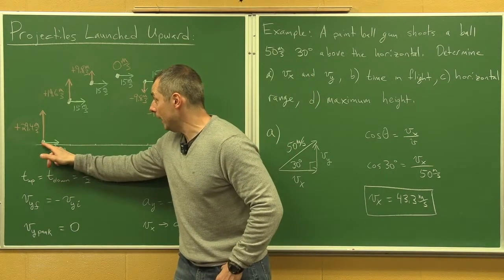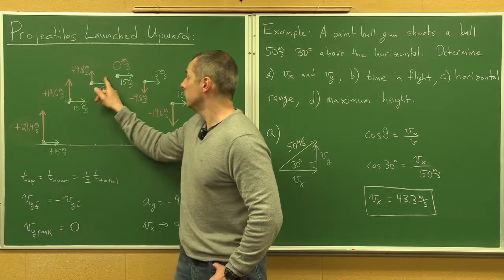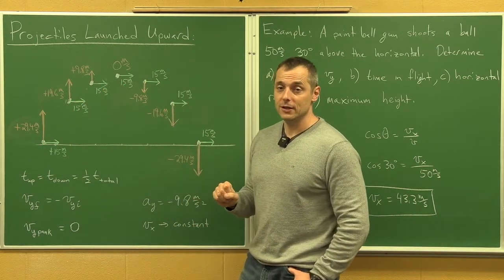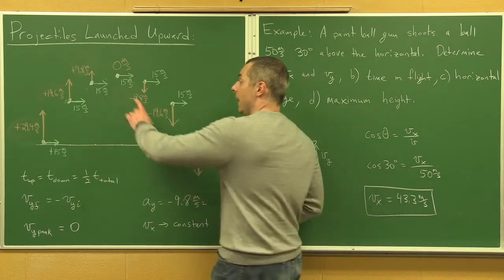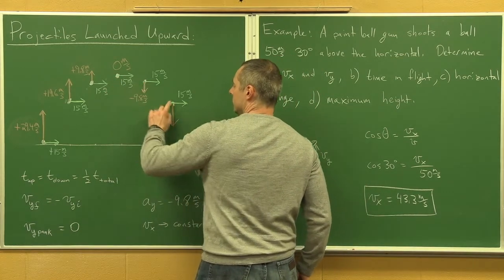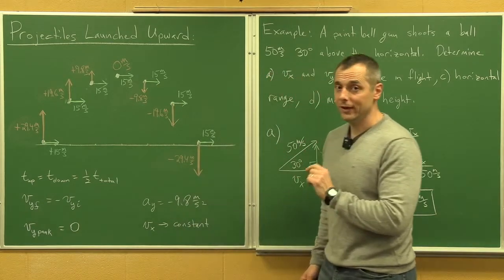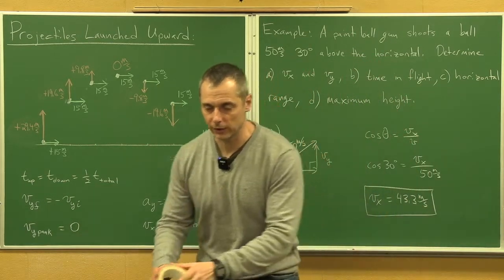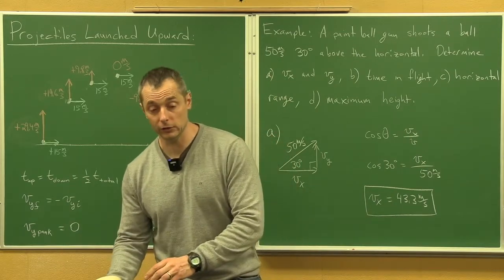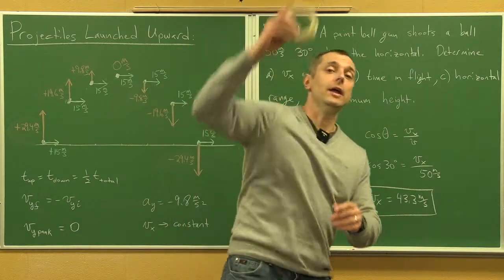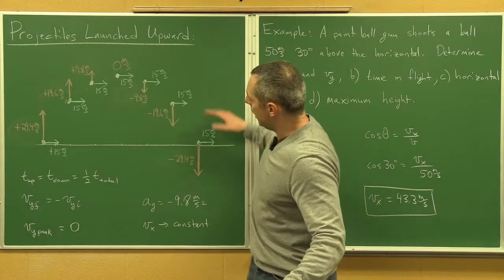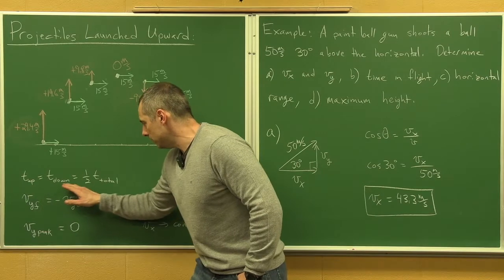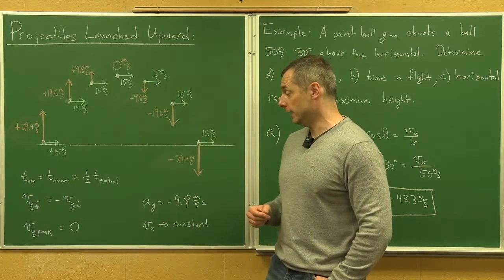Notice though, on the way up, it spent 1, 2, 3 seconds on the way up, half of 6. On the way down, it spent 1, 2, 3, also half of 6. So it doesn't matter how fast you launch this. If I launch this like this and it goes like that, or I launch it out of a cannon, it spends half the time up, half the time on the way down. So the up time and down time are half the total, equal.